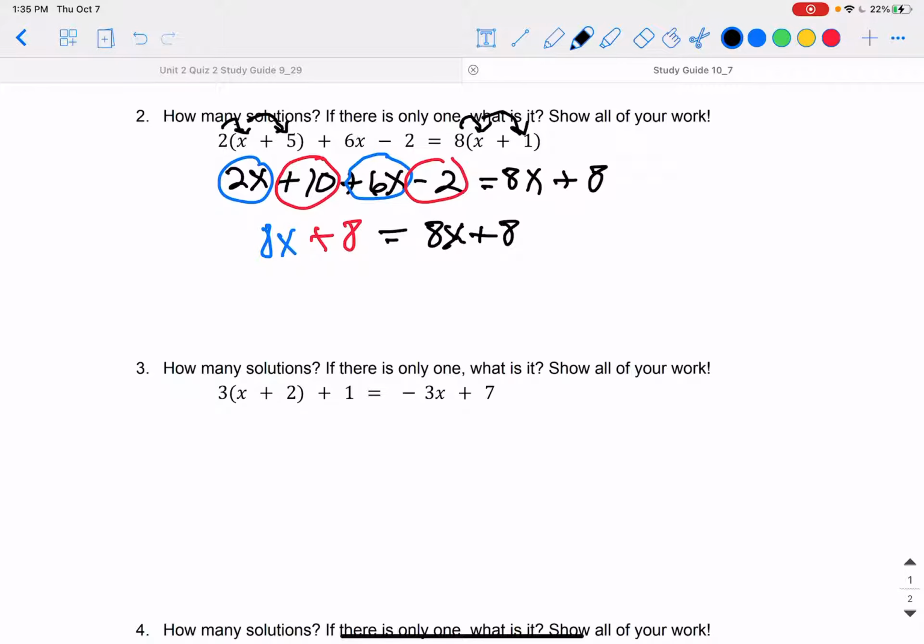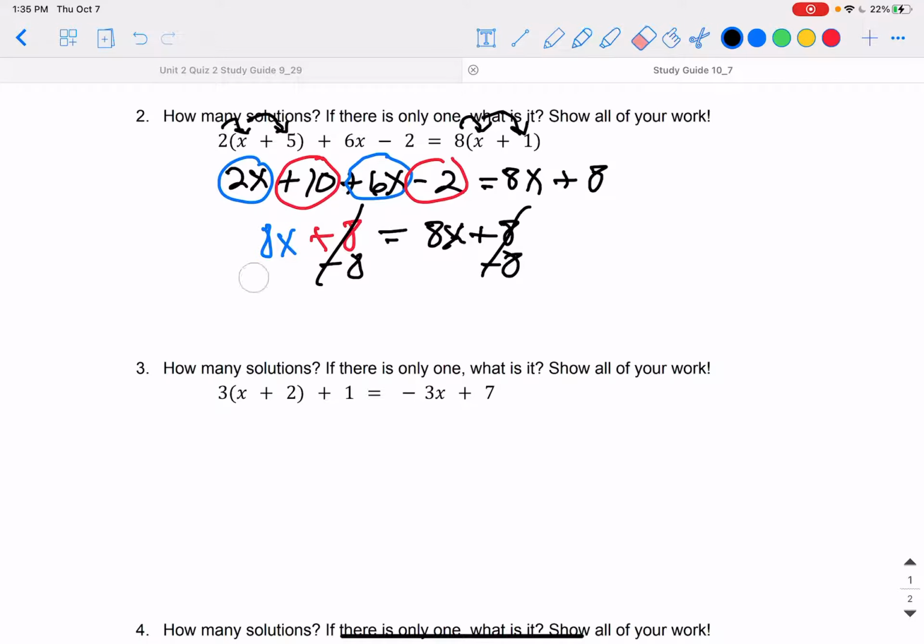Okay, so we have 8x plus 8 equals 8x plus 8. Already I know that this is always true because they're exactly the same on either side. But if you want to go a step further, you can subtract 8 from both sides.